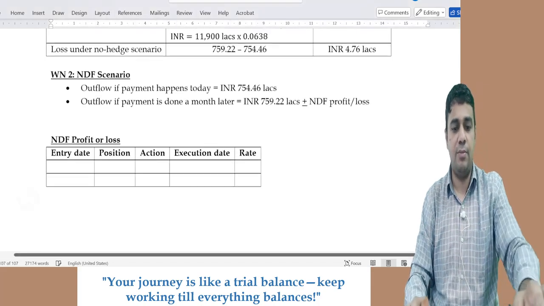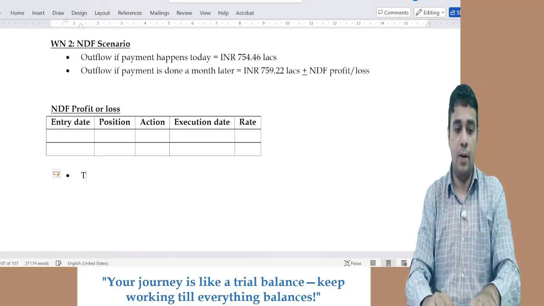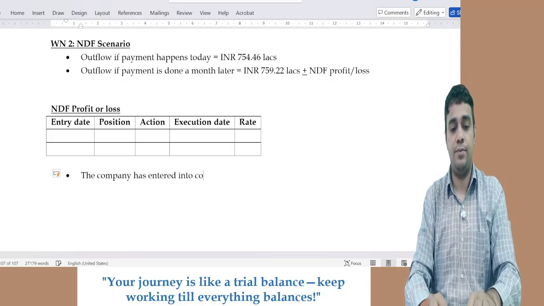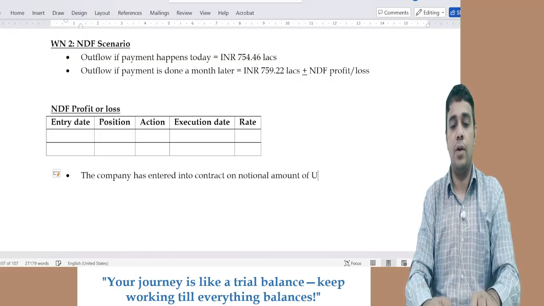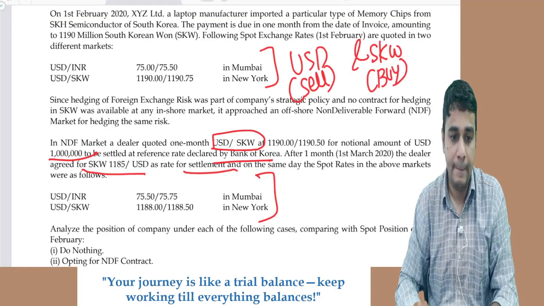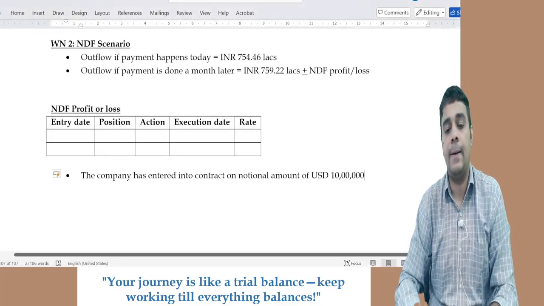Below the table, leave 4 to 5 lines for the table. The company has entered into a contract on a notional amount of USD 10 lakh.